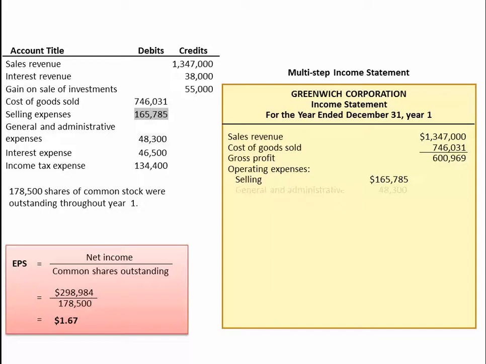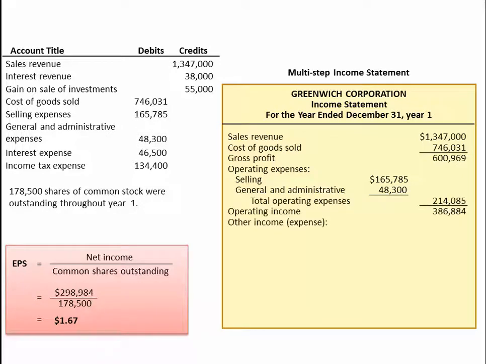So operating expenses, we have selling, administrative, we have a total. Then we have something called operating income. So this is where we break off from the single step. We have other income, interest revenue, gain on sale of investments. These are considered ancillary sources of income. So it's not from the core line of business.